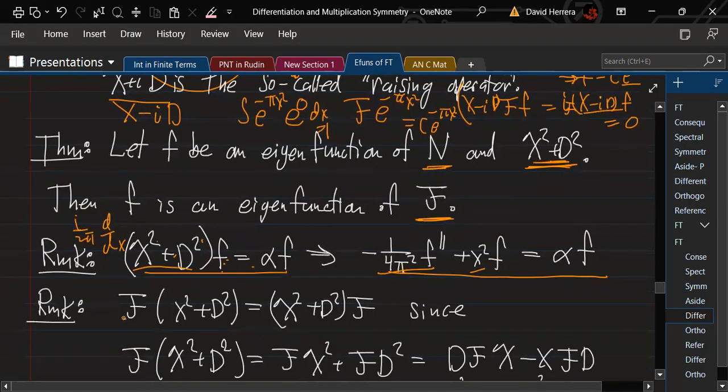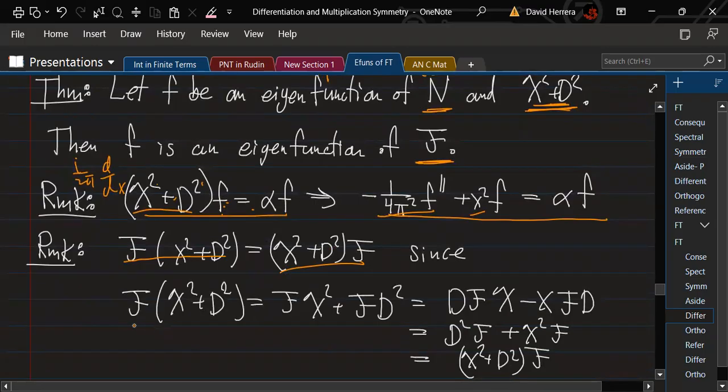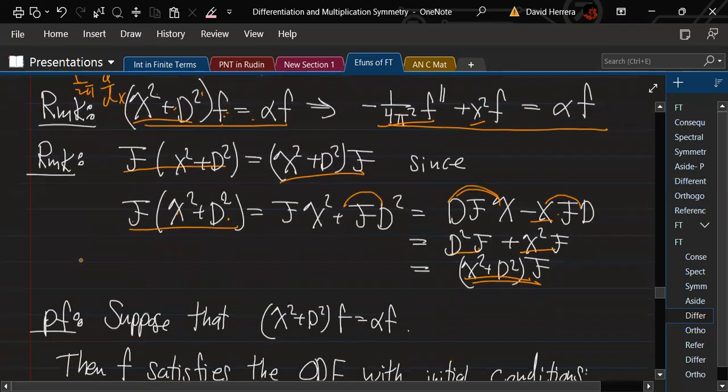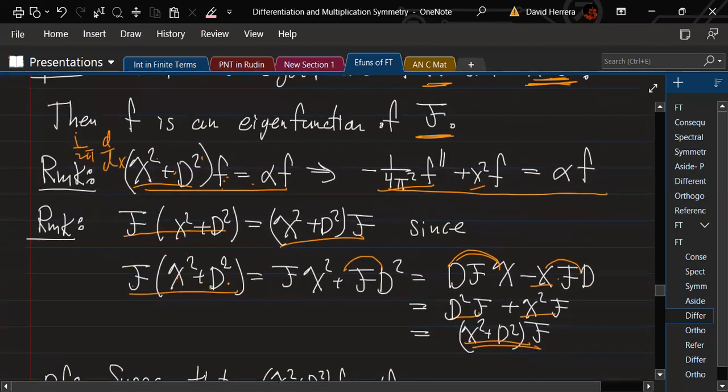Now, as a remark, the Fourier transform will commute with x squared plus d squared. You can do them in any order. Well, why is that true? We have the Fourier transform, x squared, d squared. Every time you pull the x over, it turns into a d. I pull the d over, it turns into a negative x. When I do it twice, the x comes over again, I get d squared. The d comes over again, I get negative x times negative x, that's x squared. And then I group, and I see these things are the same. So these operators commute. What it means is that the eigenfunctions of this will be preserved by the Fourier transform.